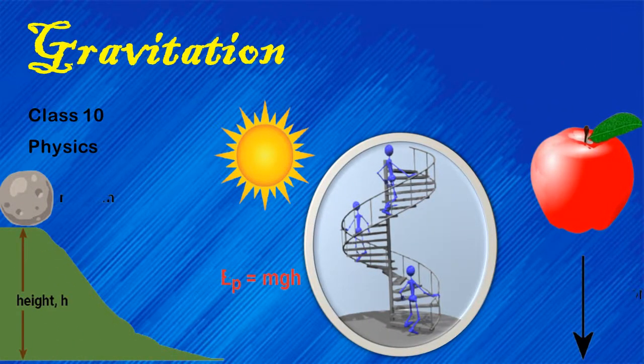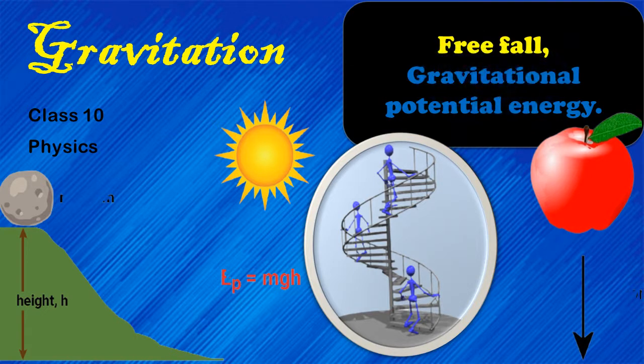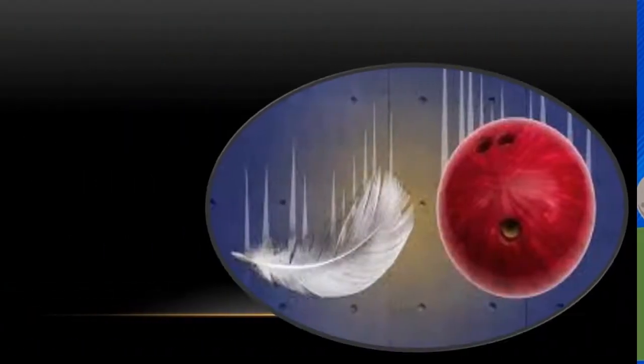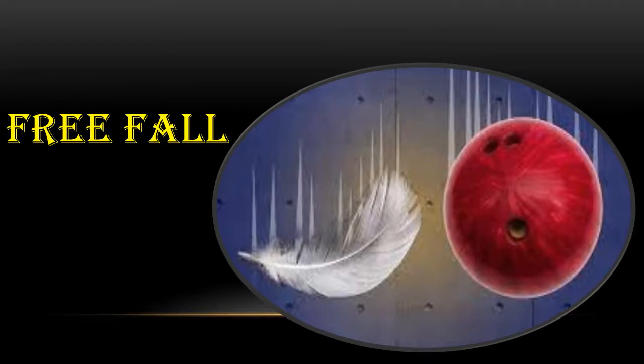Welcome everyone. Today's topic is again gravitation, class 10th physics. In this gravitation lesson we are going to study two concepts today: one is free fall and the second one is gravitational potential energy. Students, again these are very important topics from this lesson, gravitation. So let's start the lesson. Our first topic is free fall.